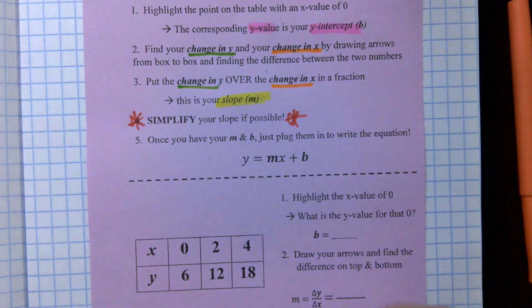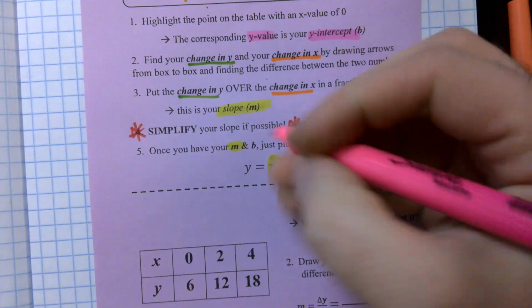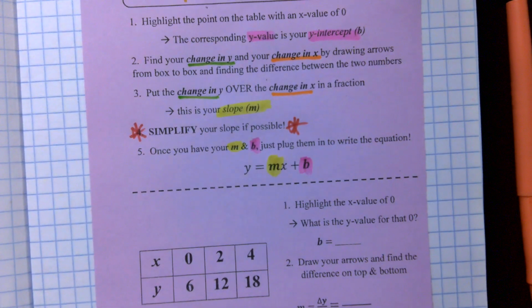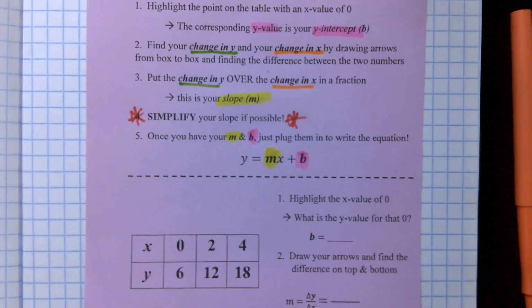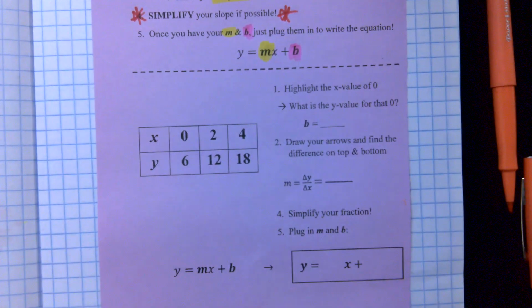And then just like on, what was it, Wednesday? Yep, just like on Wednesday, once I have my M, I'll plug it in for M. Once I have my B, I'll plug it in for B. So this is a little 3-step process. Look for the number under 0, do my little arrows and set up my fraction, and then plug them both in. Pretty straightforward. So let's take a look at this with this first table here.